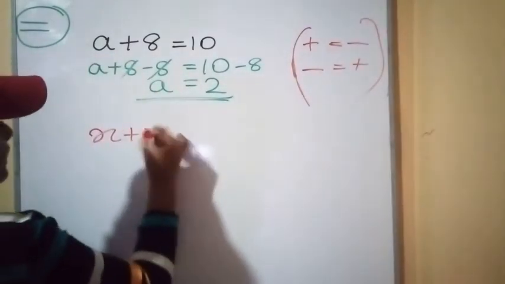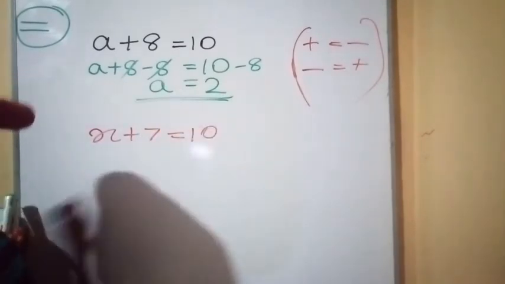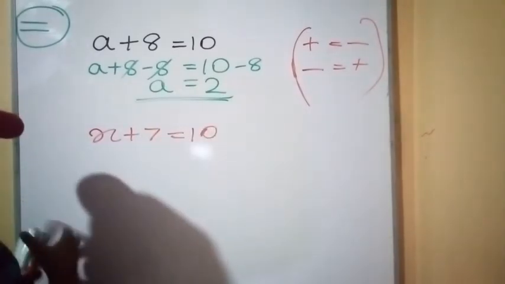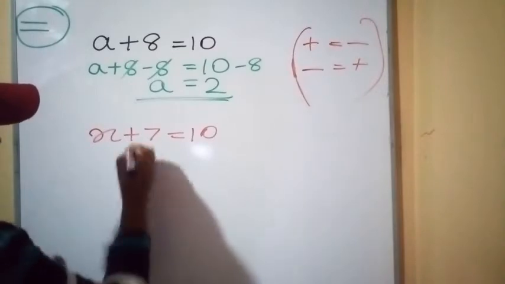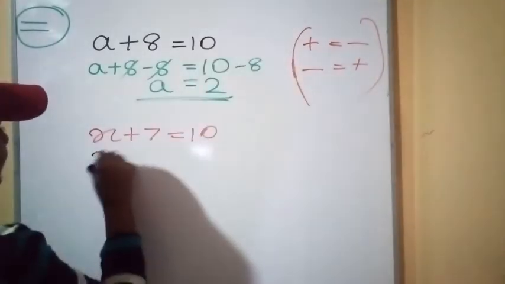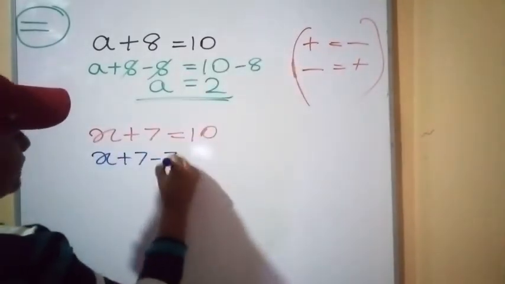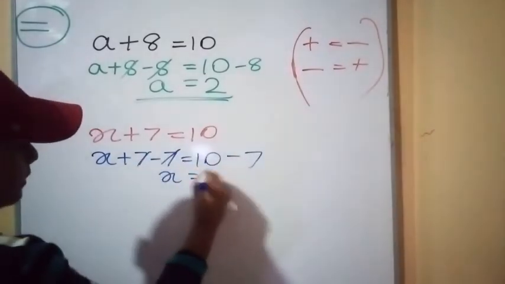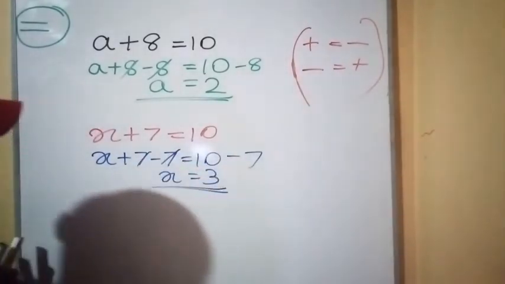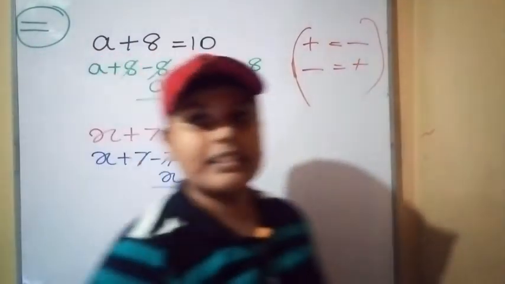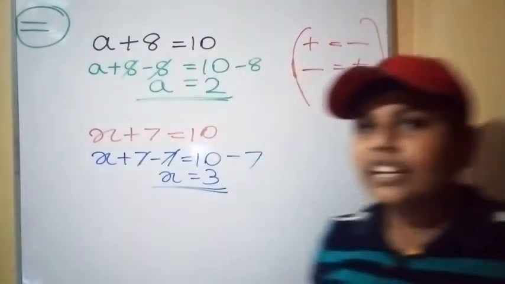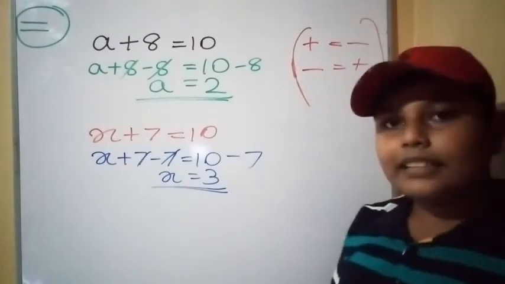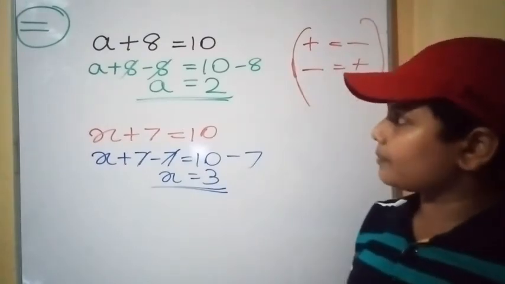x plus 7 is 10. This is a simple equation. This is also plus, so we subtract. x plus 7, subtract 7 from both sides. That means 10 subtract 7 is 3. Now x is 3. A very easy one.